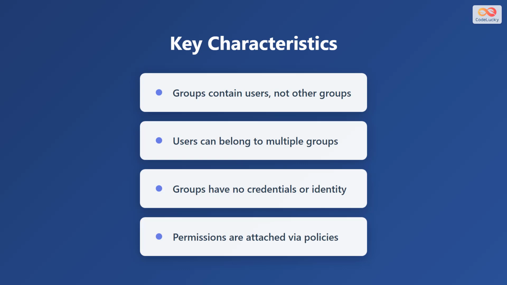Let's look at some key characteristics of IAM groups. First, groups contain users, not other groups. This means you cannot nest groups inside each other. Second, users can belong to multiple groups simultaneously. Third, groups have no credentials or identity of their own. They're simply a way to organize users. Finally, permissions are attached to groups via policies, and all users in the group inherit those permissions.